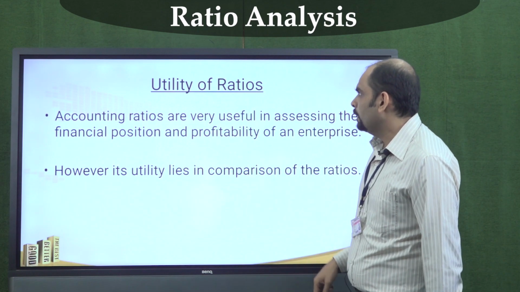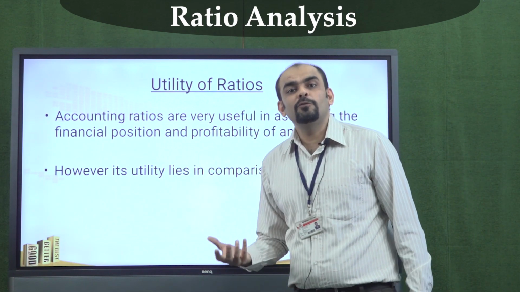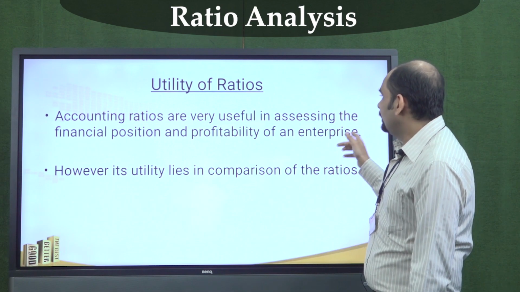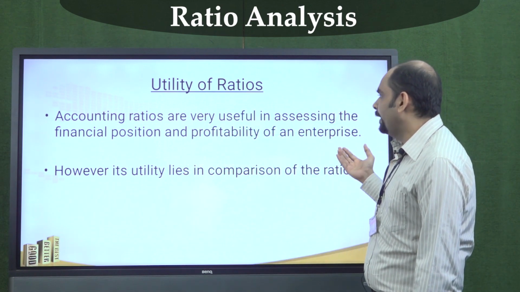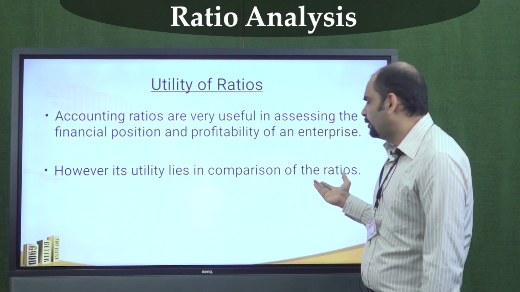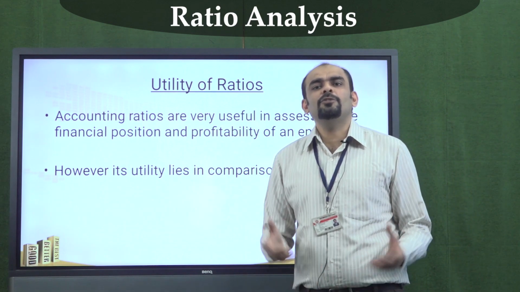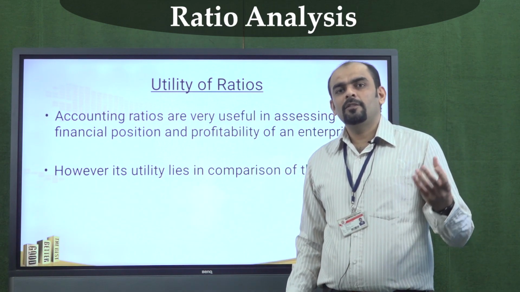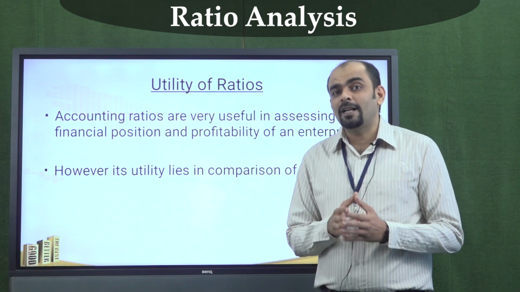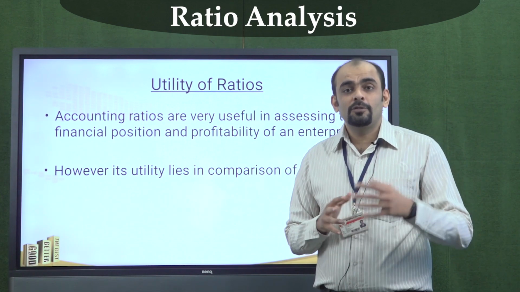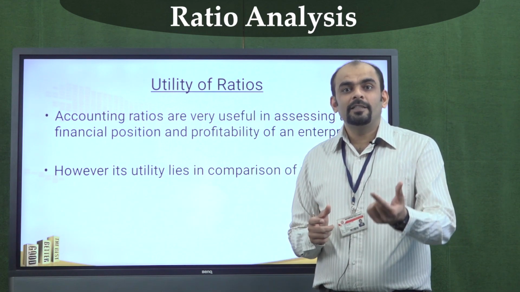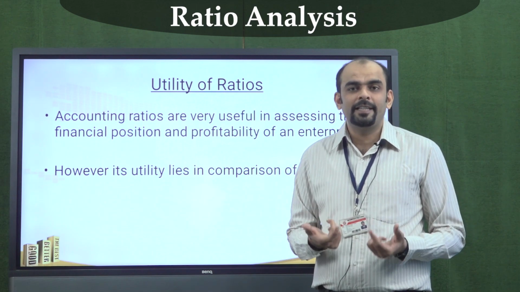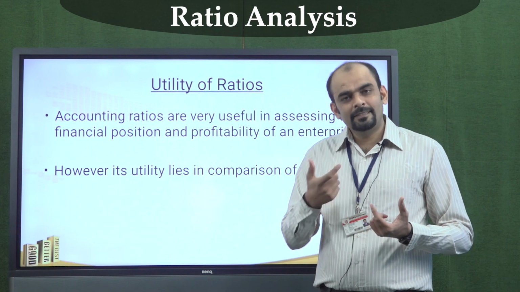Now, the utility of ratios: how useful ratios become or how we can use them. Accounting ratios are very useful in assessing the financial position and profitability of an enterprise. However, their utility lies in the comparison of ratios. So basically, once you get the ratios, then comparison starts. Just like in any year of your schooling, whenever you used to get your result, your parents used to ask how much percentage your friend got. So then they can compare who is studying properly. Same percentage itself shows the ratio and then comparison is done. This is done right from the beginning.